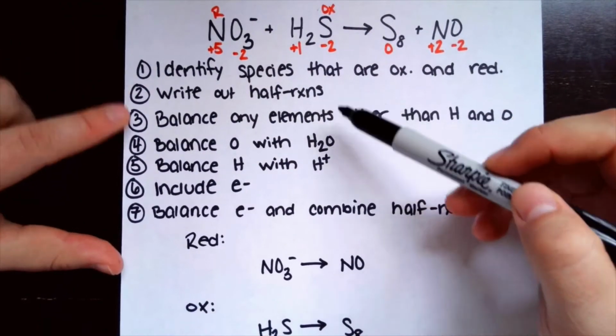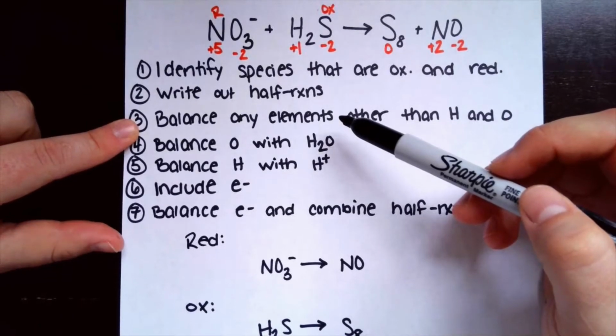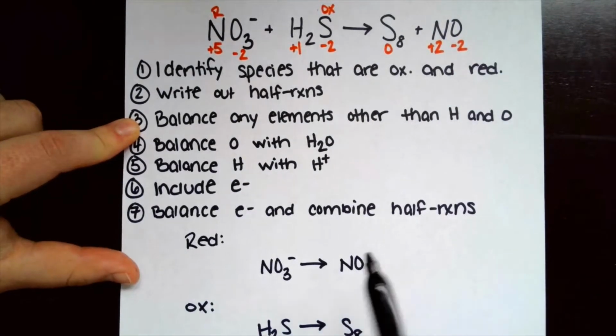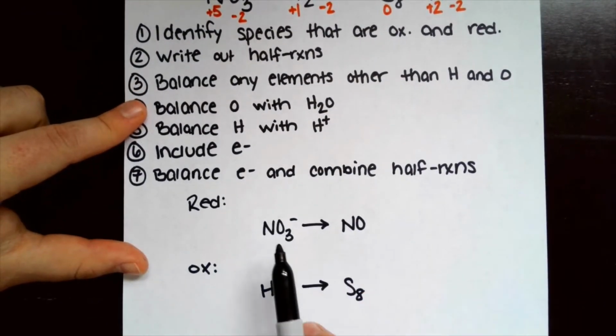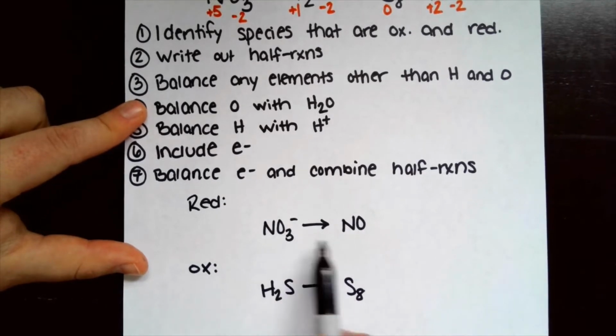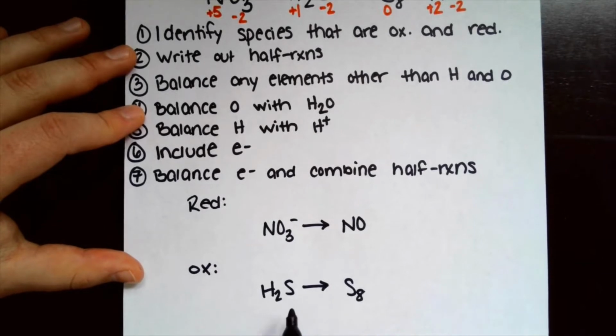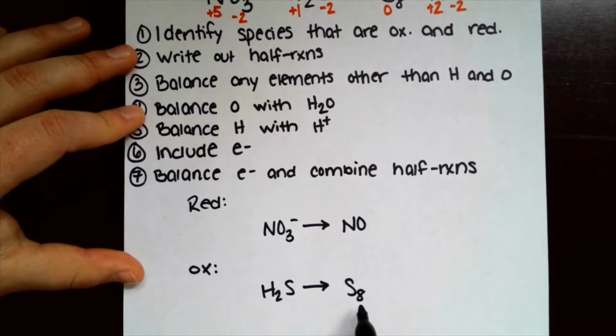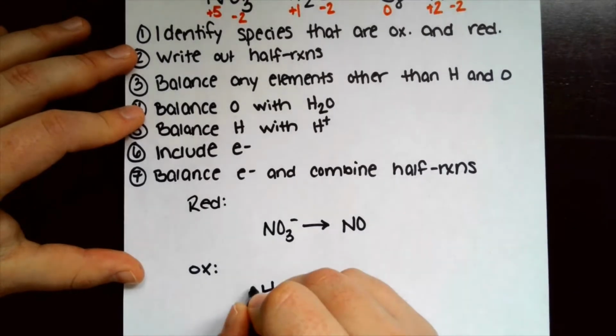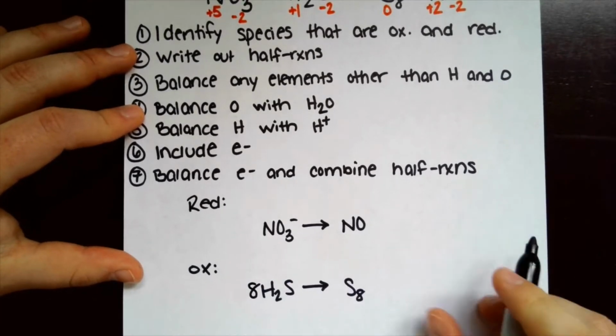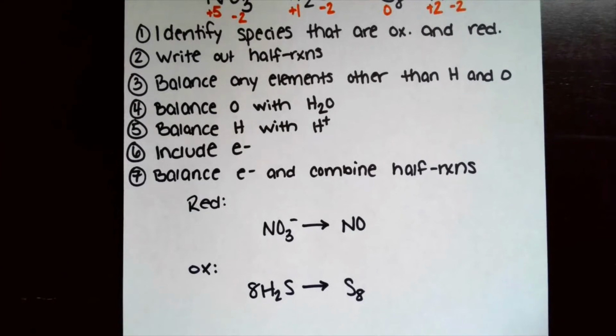Let's move on to step 3, balance any elements other than hydrogen and oxygen. For the reduction half reaction, the nitrogens are equivalent. There's only one on each side, so we don't have to worry about that. But for the oxidation half reaction, we have 1 sulfur on the reactant side and 8 on the product side. So it means we need to put an 8 here to balance the sulfurs. And now we're done with that step.